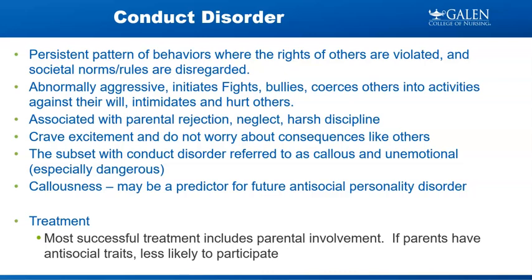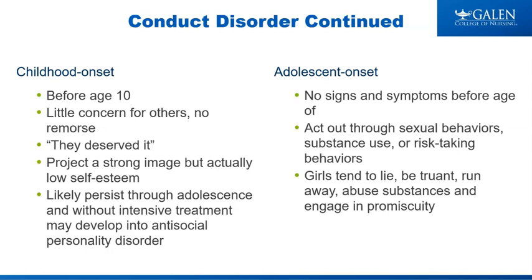So this individual, very much danger, safety towards others is a big one we're going to consider. We do have two subtypes, childhood and adolescent. Childhood is before the age of 10 and occurs mostly in males. They tend to be more physically aggressive, poor relationships, little concern for others. No guilt, no remorse.